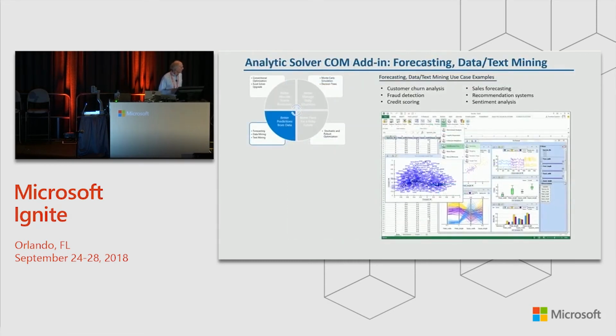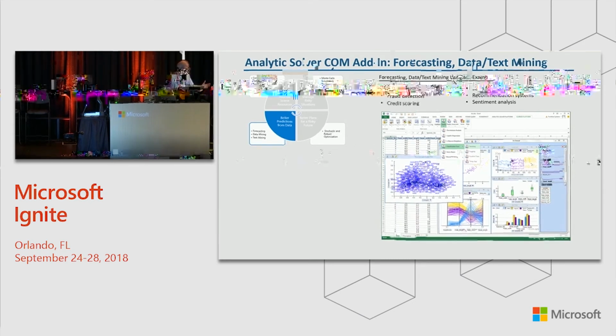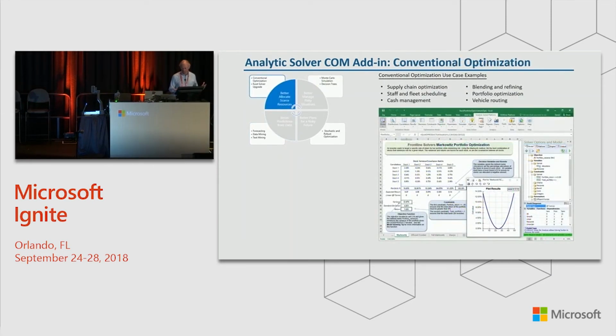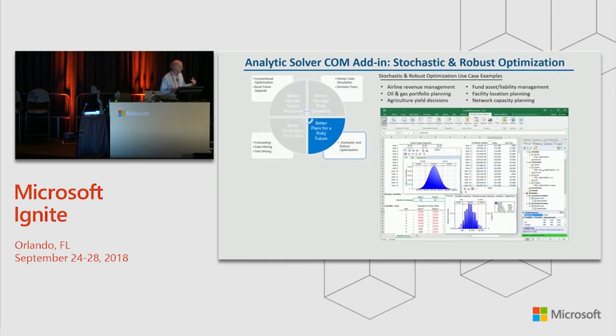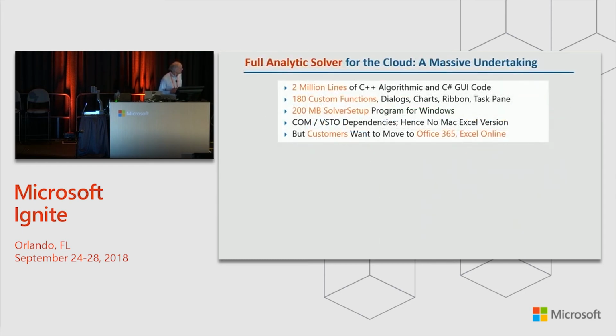Now, our commercial product is a COM add-in, and like I said, it's sort of a $1,000 to $5,000 product that people work with. This is sort of a little snapshot of the data mining and machine learning part, and this is the conventional optimization part. This is simulation and risk analysis. This is actually what we call stochastic and robust optimization. So this is a big piece of software. And here are some statistics on it.